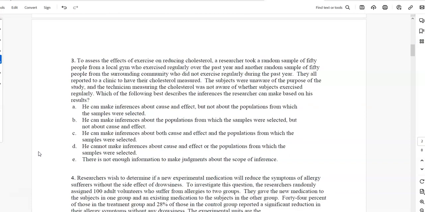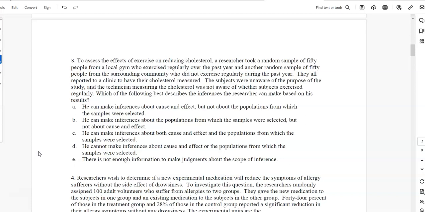To assess the effects of exercise on reducing cholesterol, a researcher took a random sample of 50 people from a local gym who exercised regularly over the past year, and another random sample of 50 people from the surrounding community who did not exercise regularly during the year. They all reported to a clinic to have their cholesterol measured. The subjects were unaware of the purpose of the study, and the technician who measured the cholesterol was not aware whether the subjects exercised regularly. Which of the following best describes the inferences the researcher can make based on his results? Let's see how we chose these folks again.